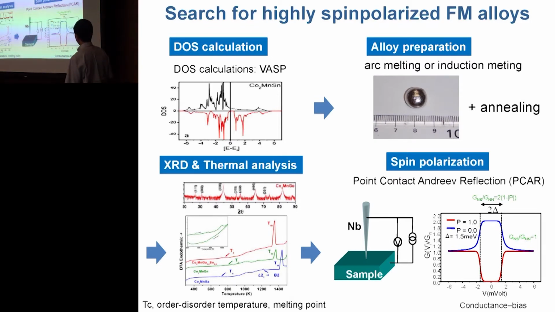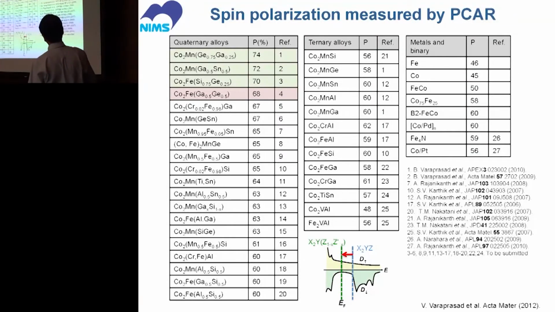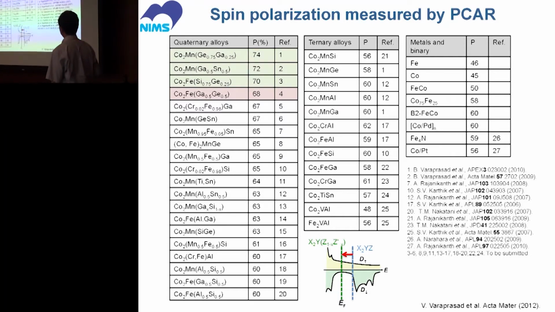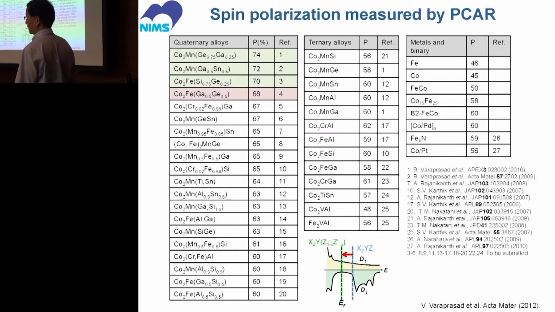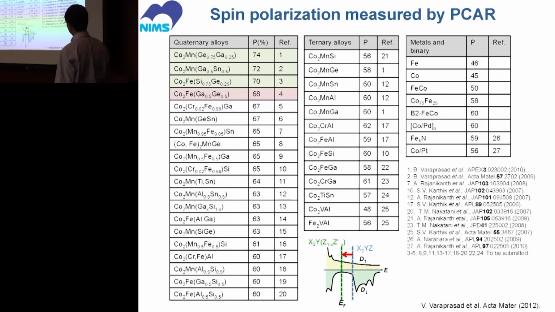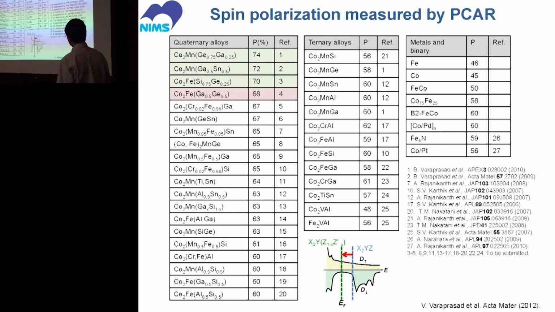By making various alloys and using point contact Andreev reflection, we can estimate the spin polarization at 4 Kelvin, but we cannot measure the spin polarization at room temperature. By doing this, we made various ternary Heusler alloys and quaternary Heusler alloys. We found that the spin polarization of ternary Heusler alloys ranges from 50 to 60%, not as high as we expected from the theoretical prediction of half metallicity. The reason would be that in many ternary Heusler alloys, the Fermi level is near the edge of the band gap. Because of this, if we have some disorder in the Heusler structure, we cannot obtain 100% spin polarization.